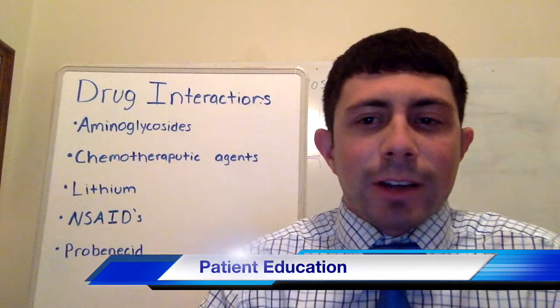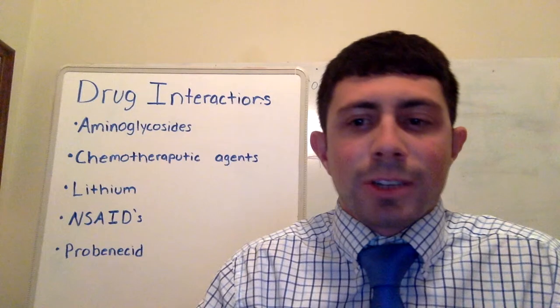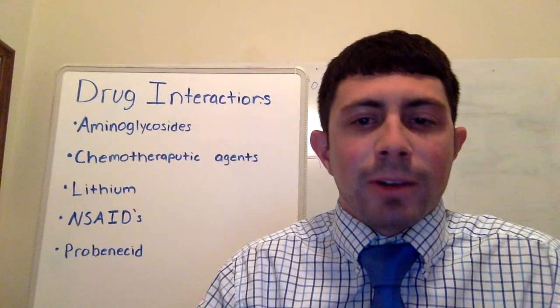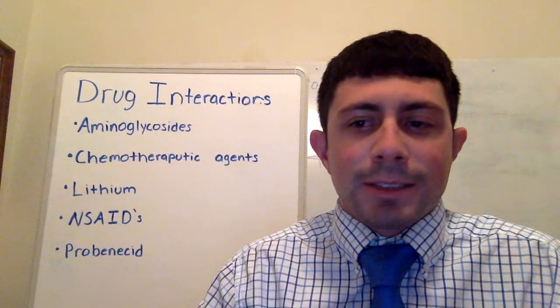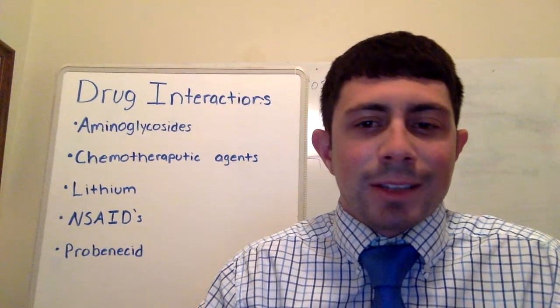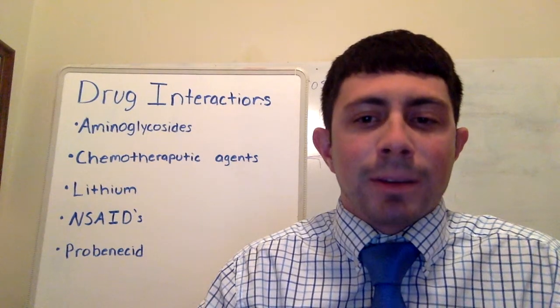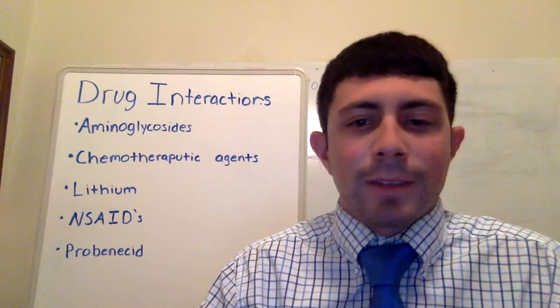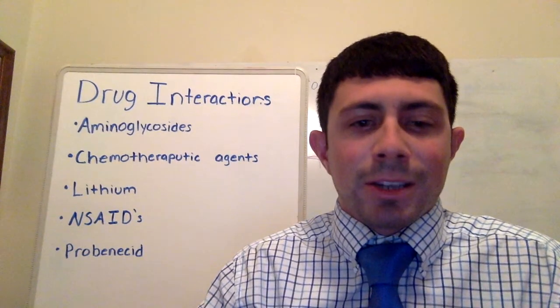Some of the main drug interactions that pharmacists should be aware of while taking Lasix are aminoglycosides, some examples such as gentamicin and tobramycin, and also most chemotherapeutic agents. These drugs will increase the risk of nephrotoxicity and ototoxicity. Taking lithium will also increase the risk of lithium toxicity. NSAIDs may cause a decrease in the loop diuretic activity, and probenecid will competitively inhibit the tubular secretion of the diuretic.